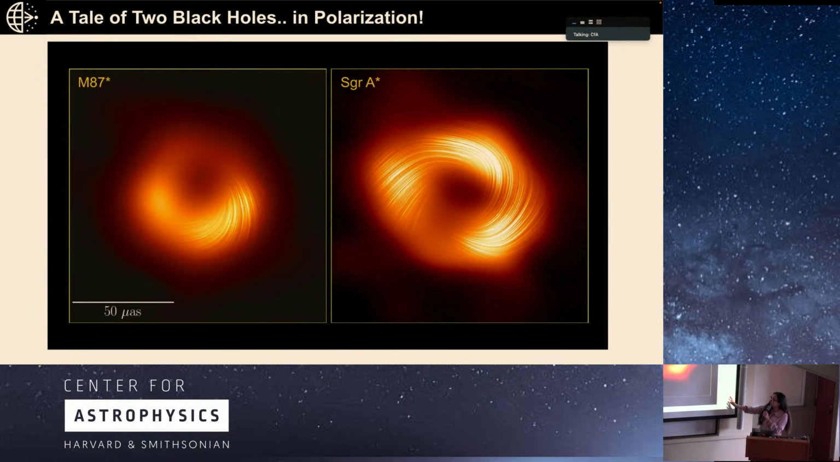Angelo already described that we're seeing these strong and ordered magnetic fields for both M87 and Sagittarius A star. And I want to especially point out that these two black holes come from very different environments. So M87 is, of course, 6.5 billion solar masses. It's at the center of a giant elliptical galaxy, and it has a powerful jet coming out of it that's been seen across multi-wavelength observations for decades now.